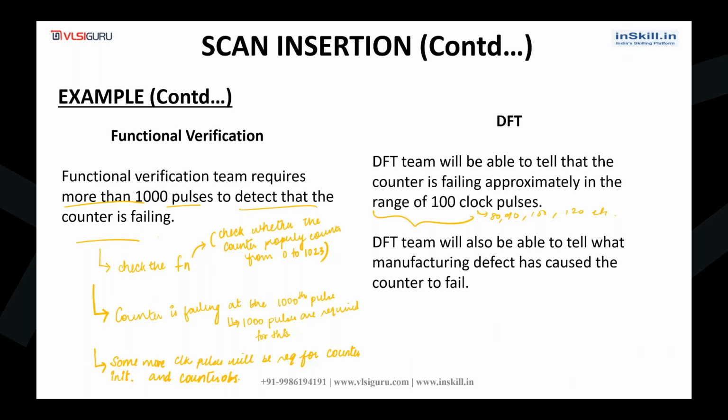So how are we, the DFT team, able to tell that the counter is failing in significantly fewer clock cycles as compared to the functional verification team?